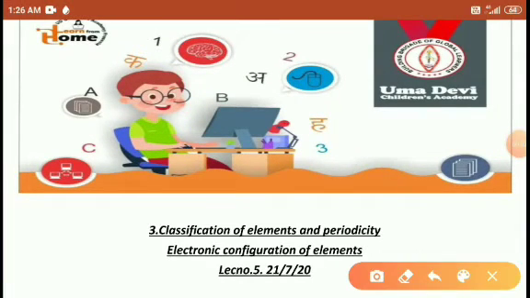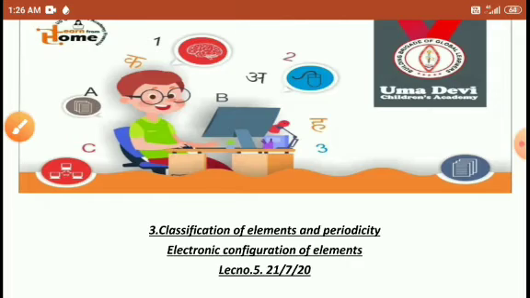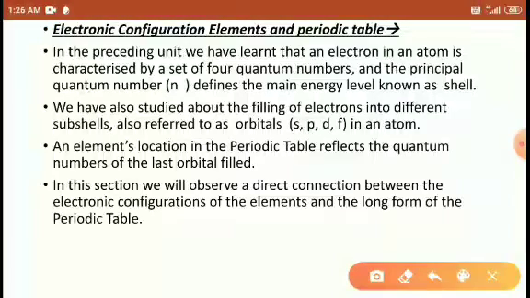Today we are going to discuss electronic configurations. Already we know what electronic configuration is. Electronic configuration means the systematic arrangement of electrons in an atom. The electronic configuration in the periodic table.